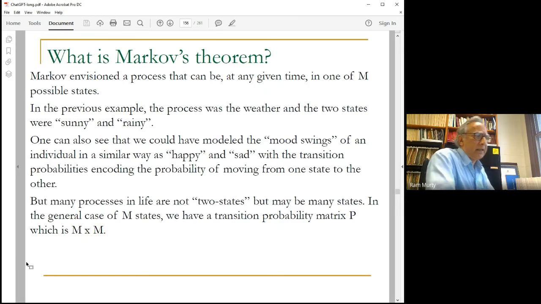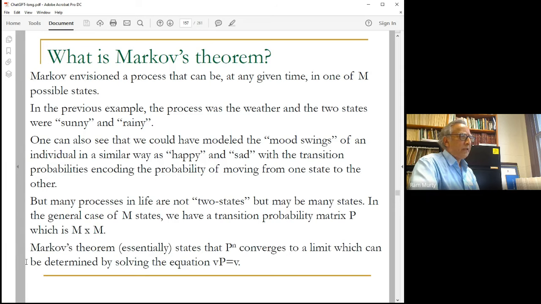But many processes in life are not two states, but maybe many states. And in the general case, we have m states, and the transition probability matrix then will be an m by m matrix. And then Markov's theorem says that the powers converge. I said essentially because for the experts, there's a small, tiny technical condition you have to ensure before you apply this theorem, but we will ignore that condition. The point is that P to the n converges to a limit, and it can be solved using this equation.